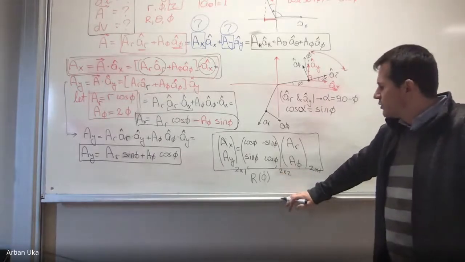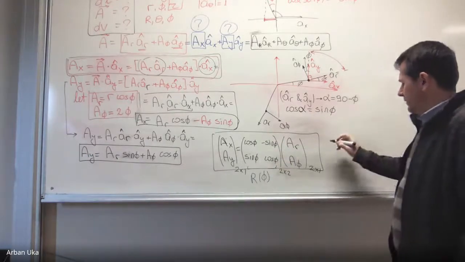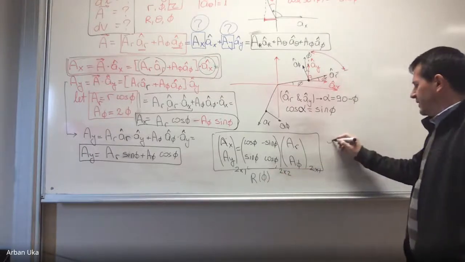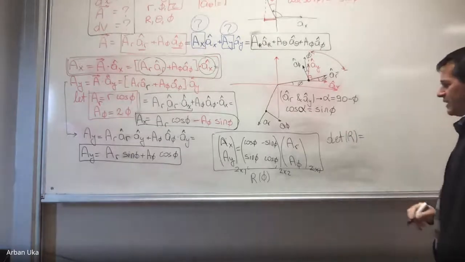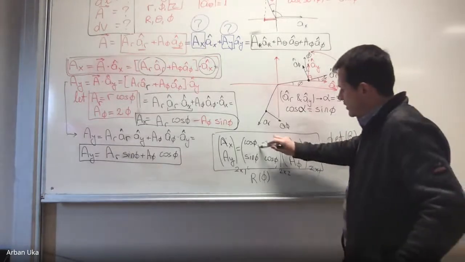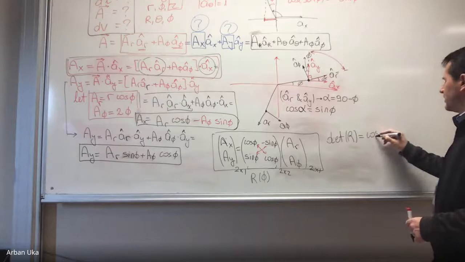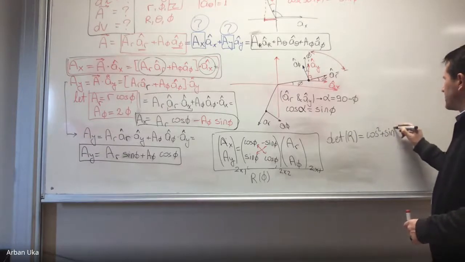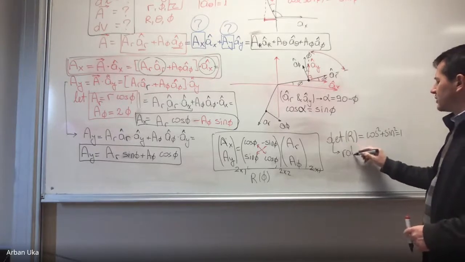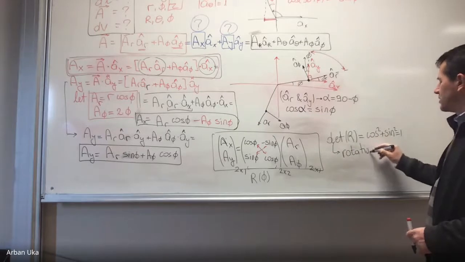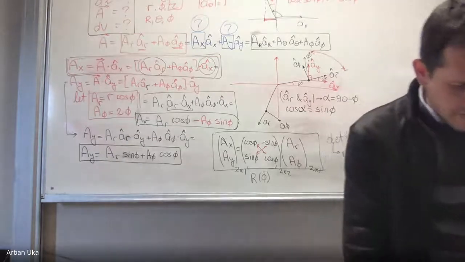And now we can try to have a look at this matrix here, which is 2 by 2, and we denote this matrix as matrix R. Let's try to find the determinant of this matrix R. The determinant of matrix R is the product of these two numbers minus the product of these two. And what we observe is cosine squared plus sine squared is equal to 1. So whenever the determinant is equal to 1, we are talking about a purely rotational matrix.